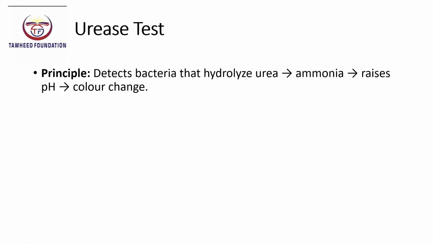Next is the urease test. The urease test detects urea hydrolysis into ammonia and carbon dioxide by urease enzyme, raising pH and changing medium color, often pink in urea agar. Proteus species are classic urease positive bacteria. This test aids in diagnosing urinary tract infections and differentiating bacterial species.